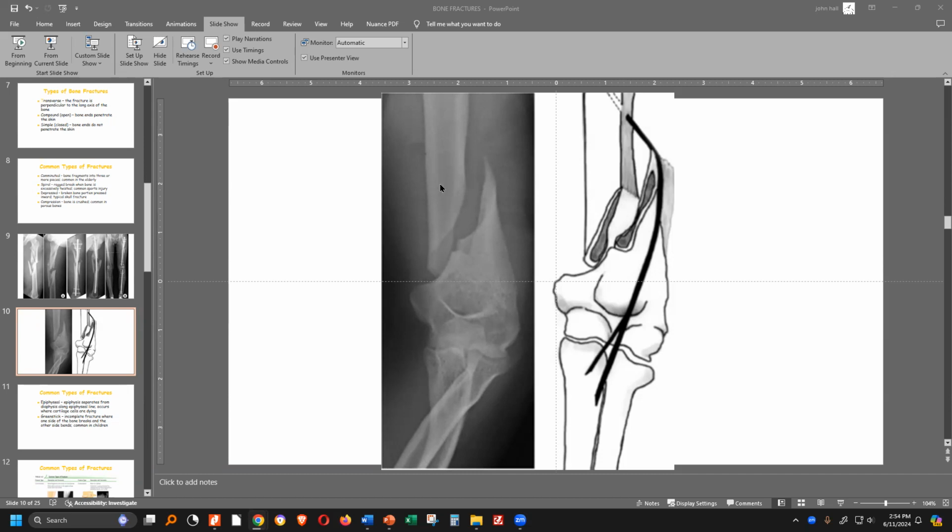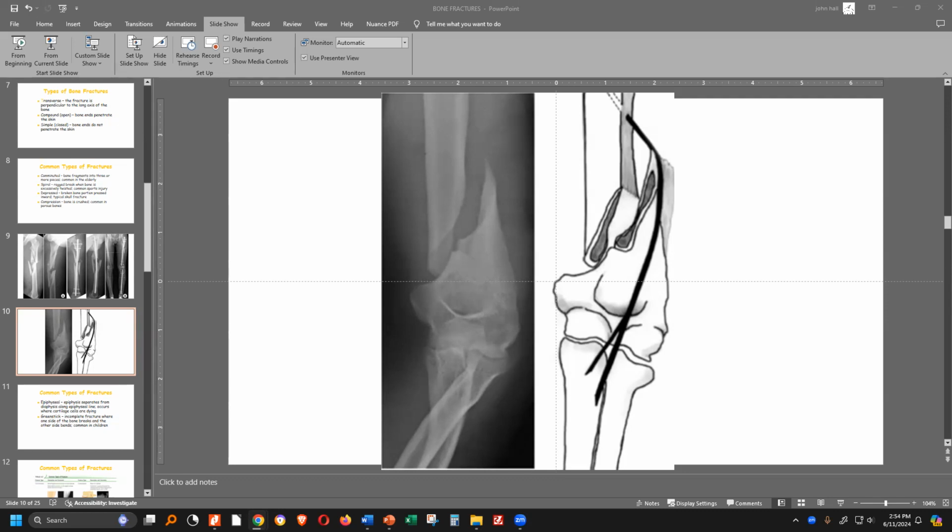You can run a pin through it. I mean, you might actually put a rod in there as well, but probably not. It's a bit close to the end of the long bone. So you might just put a couple of pins through this, put them in a cast. 6 weeks from now, they'll be fine, right? So that one is not too bad.